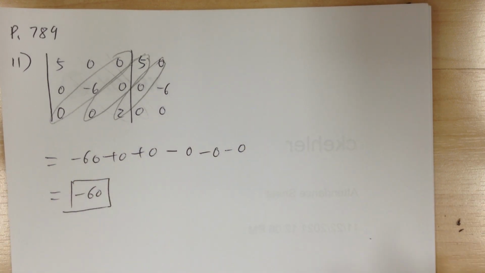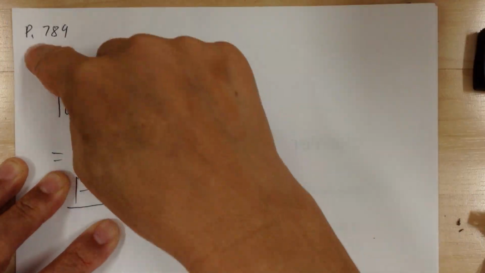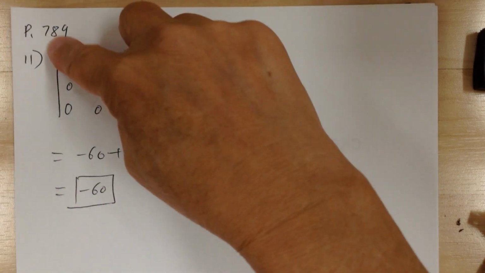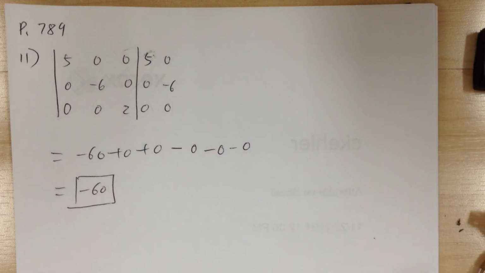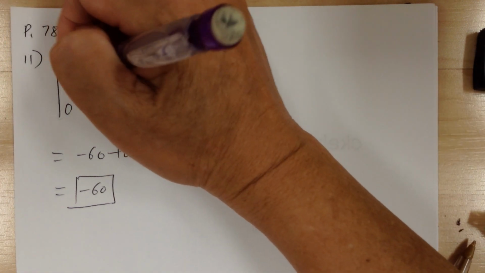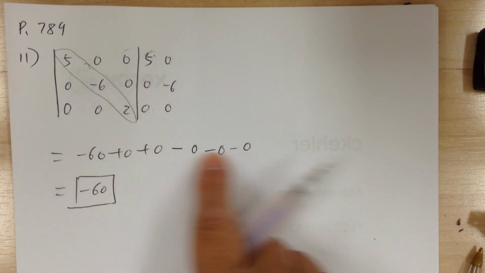Okay, so again, this is called a major diagonal. This one over here. So if only the major diagonal is non-zero, everything else is 0, the answer will be just this one here. Okay, so all you have to do is multiply this and that's your answer, because everything else is going to equal 0.